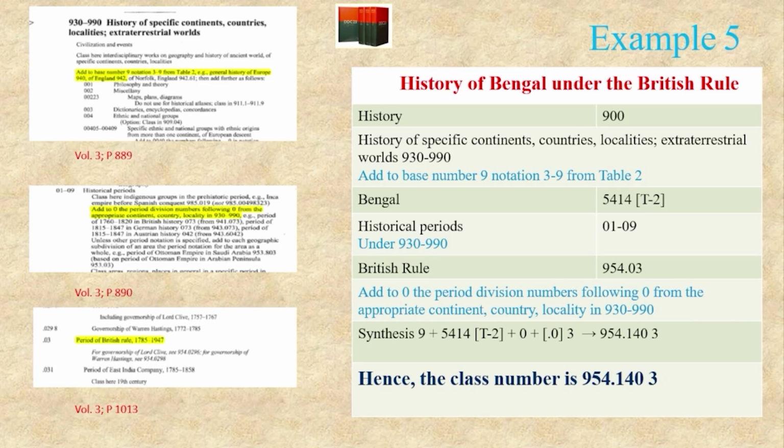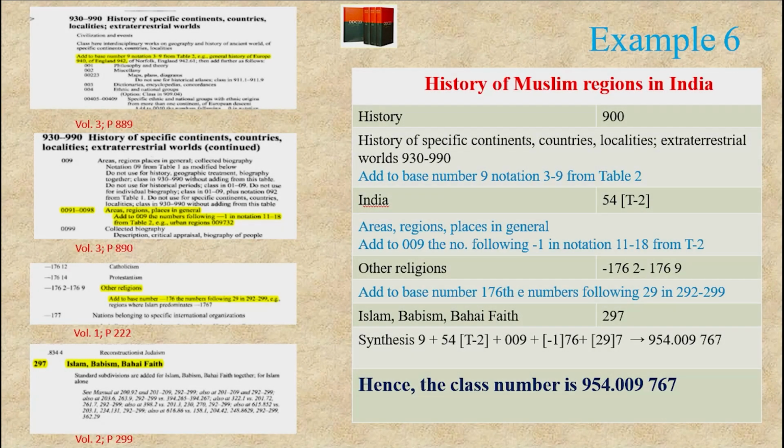Hence, the synthesis is base number 9 plus 5414, that is the number of West Bengal, taken from table 2, then 0 as per the instruction plus .03. Here 0 is in brackets, as you have to follow this number, that means you have to exclude this one. Hence, the number is 954.1403. Here on the left side, a screenshot has also been given for your better understanding. Now come to the next example.